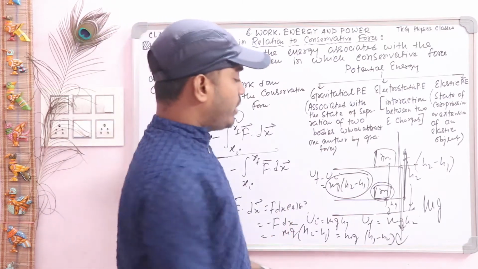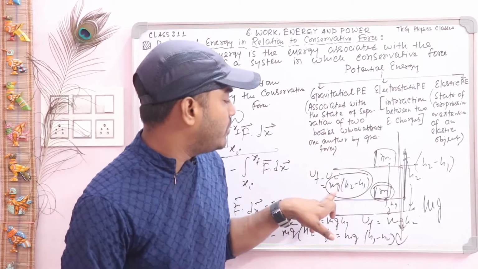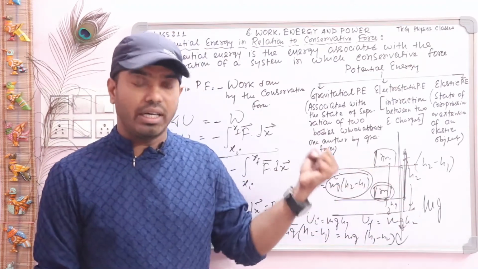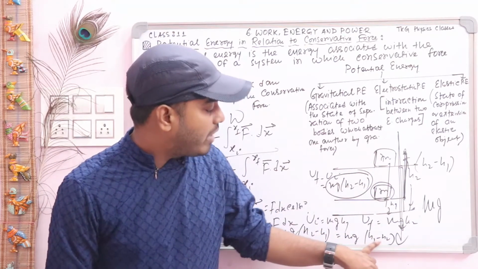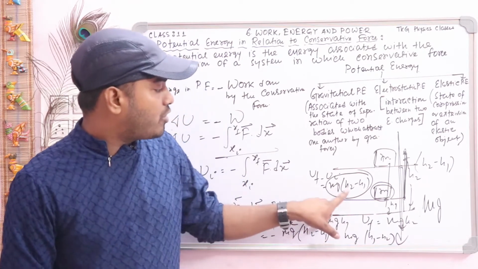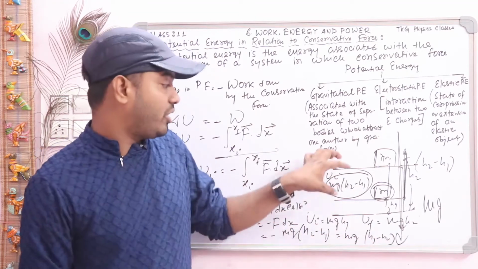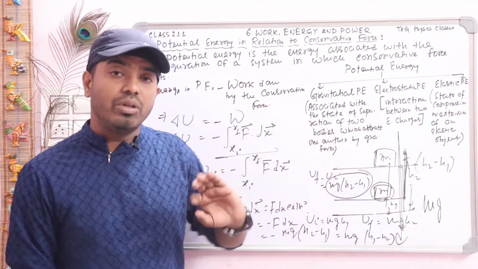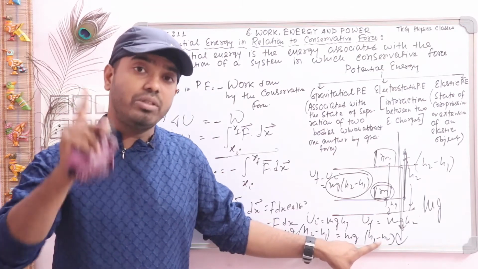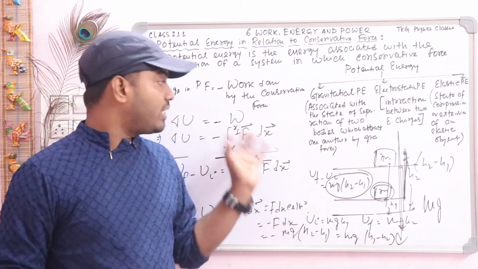Now you see, when we calculate the change in potential energy, our expression is mg into h2 minus h1. And when we calculate the work done, our expression is mg into h1 minus h2. So what is the relation? The change in potential energy is equal to the negative of work done. Here the work done result is mg into h1 minus h2, but when we take a negative sign, this one will be mg into h2 minus h1. So this is the actual definition.